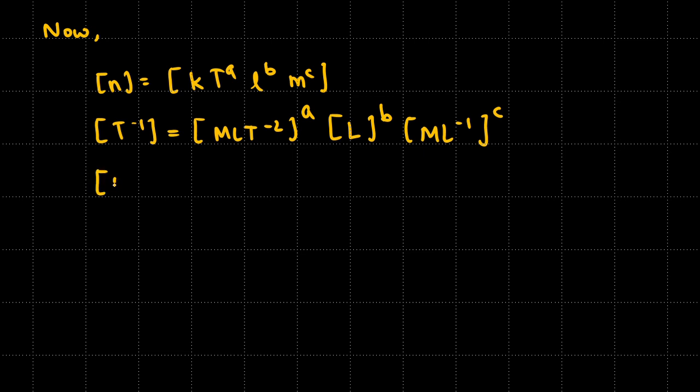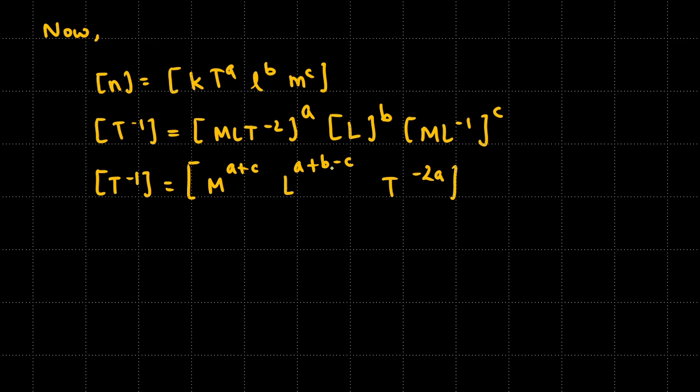So now let's simplify this a little bit. Here there are two m's, m raised to the power of A and m raised to the power of C. So we get that m is raised to the power of A plus C. After that, let's look at L. Here is L raised to the power of A, L raised to the power of B, L raised to the power of minus C. So we will get L raised to the power of A plus B minus C. And finally T, there is only one T, and it is being raised to the power of A, so we will get T raised to the power of minus 2A.